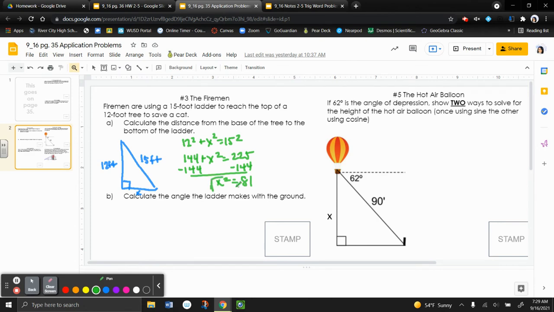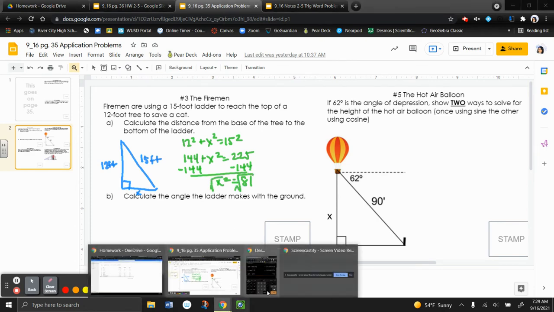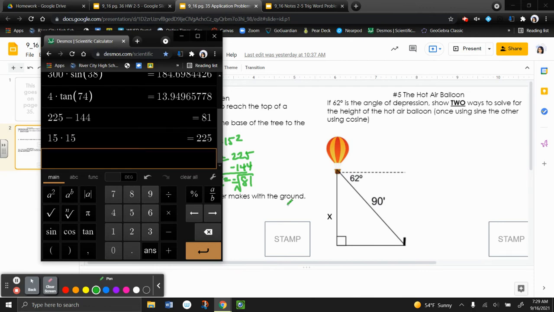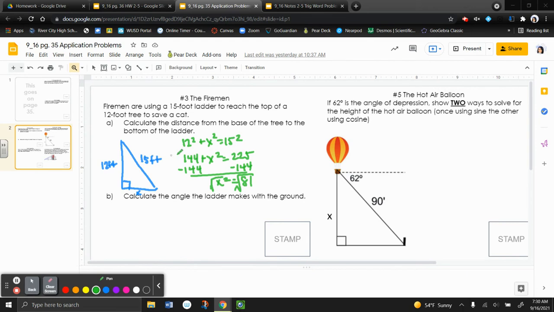And we're just going to take the square root of both sides. Let me just make sure, 15 squared. Okay. Square root of 81 is going to be 9. So I'm going to say the distance from the base of the tree to the bottom of the ladder is 9 feet. All right, the second one says calculate the angle the ladder makes with the ground.